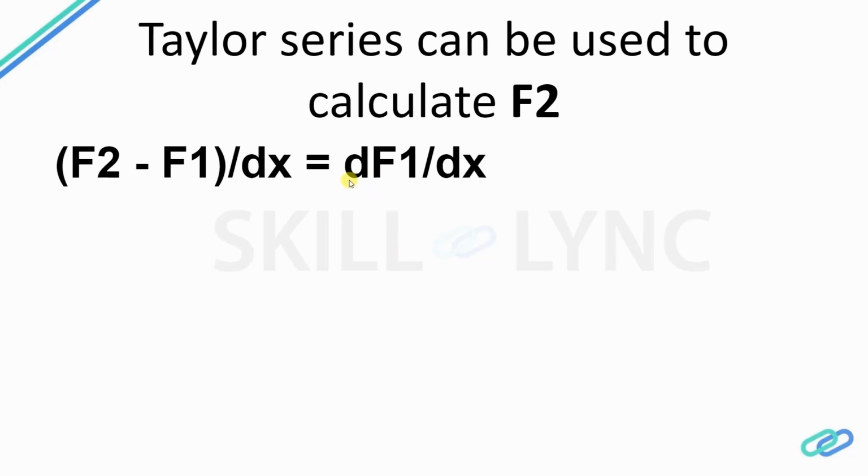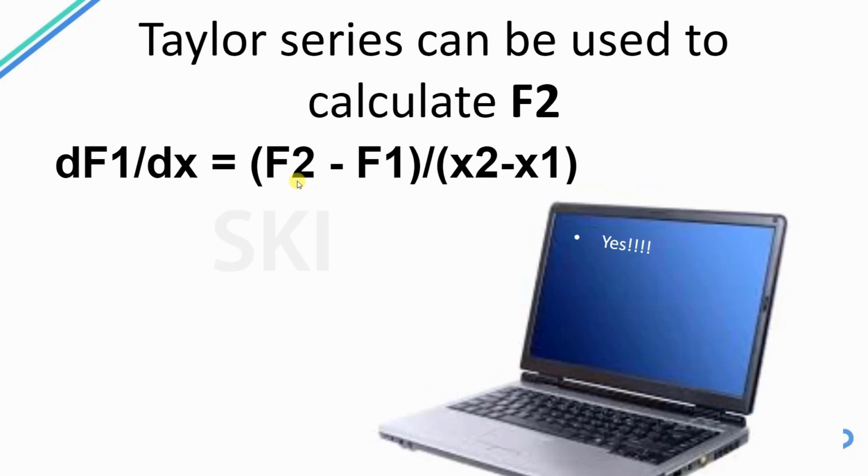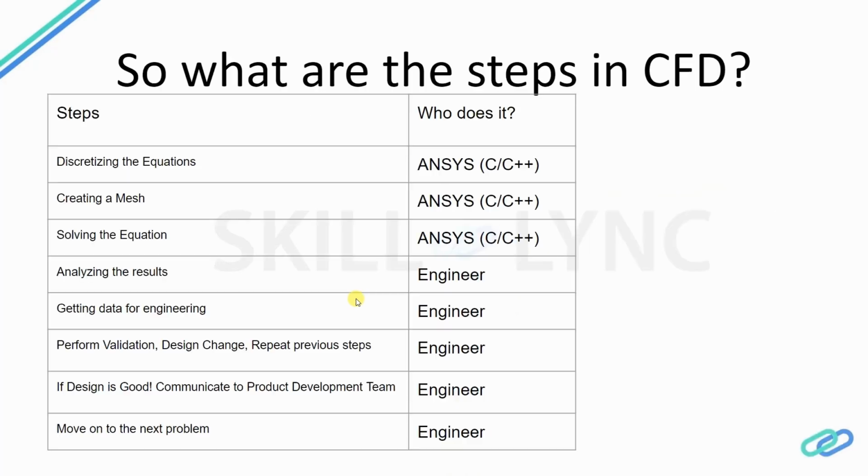But in the process of deriving that approximate equation, we have converted the differential equation into a linear equation. Now just to rearrange it, I can basically say df1 by dx is equal to f2 minus f1 by x2 minus x1. Now this right here is a linear equation, and a computer is going to be very happy to solve it. So what are the steps in CFD?